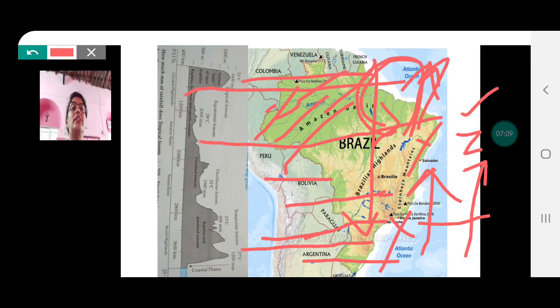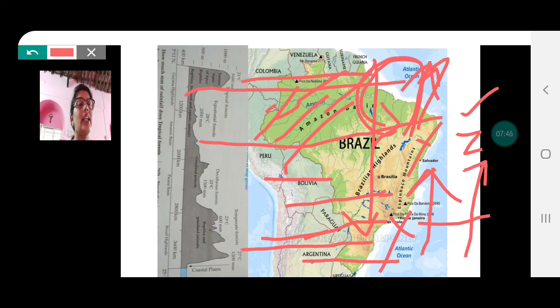So that is how we read the temperature, and that is how we read the rainfall. Now the height. The Guiana Highlands are almost 1500 meters high, between 1000 meters and 2000 meters. Amazon basins are below 500 meters, almost 250 meters high only, 0 to 250 meters. Then Parana-Paraguay river basins are almost 500 meters high.